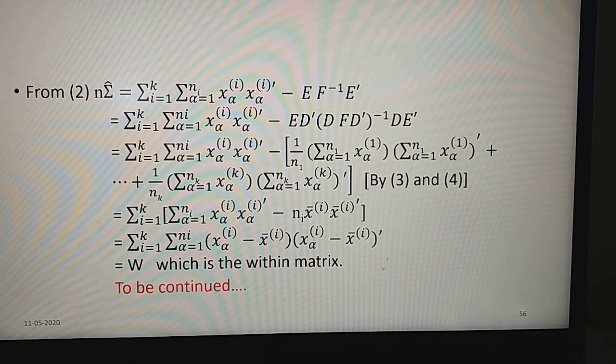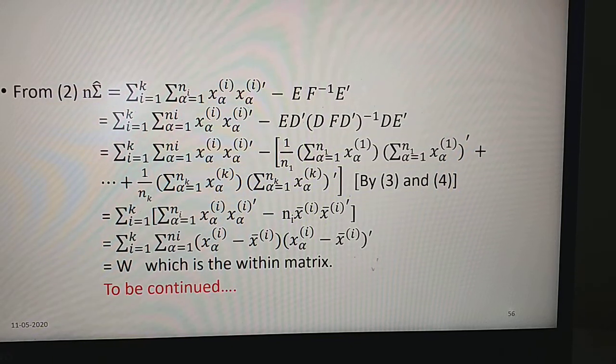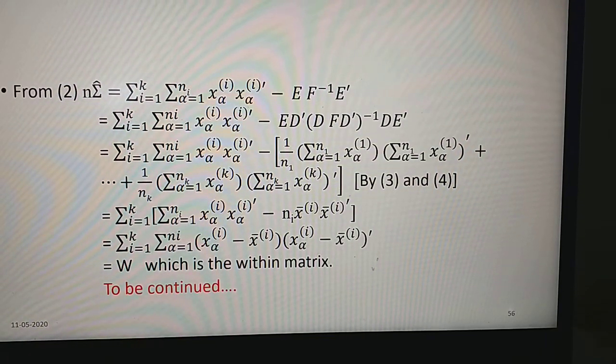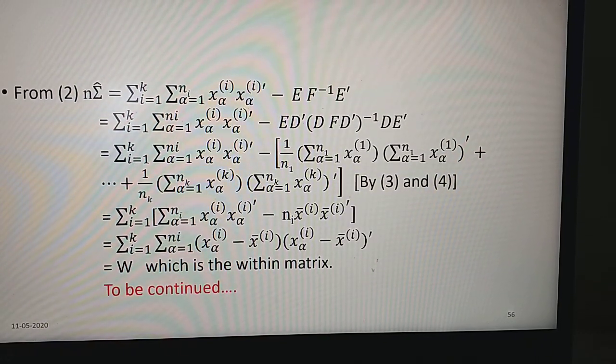In the last lecture, we have done this part. That is, we have computed n sigma cap, where sigma cap is the unconditional MLE of sigma. And we have shown that n sigma cap is equal to W, which we call the within matrix. Next, we have to obtain n sigma double cap, that is the conditional MLE of sigma under the null hypothesis H naught.